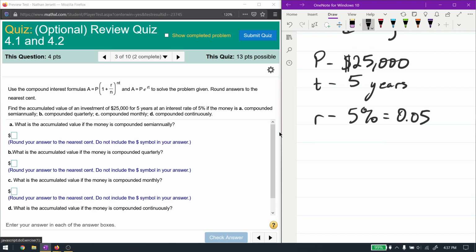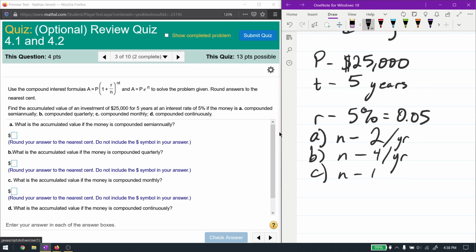So for N, we have, maybe like this. N equals, it says A is compounded semi-annually, in other words, twice a year, 2 times per year. For B, N is compounded quarterly, so 4 times per year. For C, compounded monthly, so N is 12 times per year. And then D is compounding continuously, so we're going to use the other function for that. So for the first 3, we're going to use this function. The last one, we're going to use this last function.